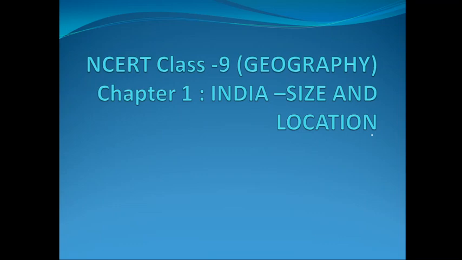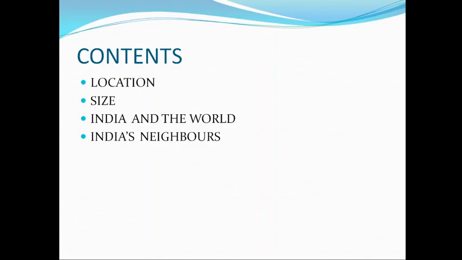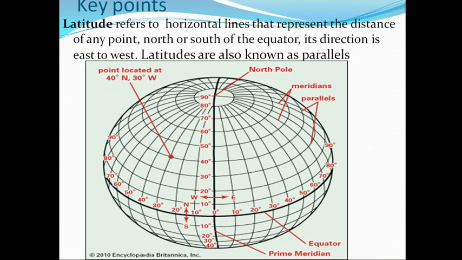Today we will discuss the first chapter. The name of the chapter is India Size and Location. These are the contents of this chapter. One by one we will cover them in the coming slides. First is location. We will discuss the location of India in the world map, then size in terms of area and population. Next we have India's contact with the world, and in the last we will discuss the neighboring countries of India. There are some terms or points related to this chapter that we need to know.